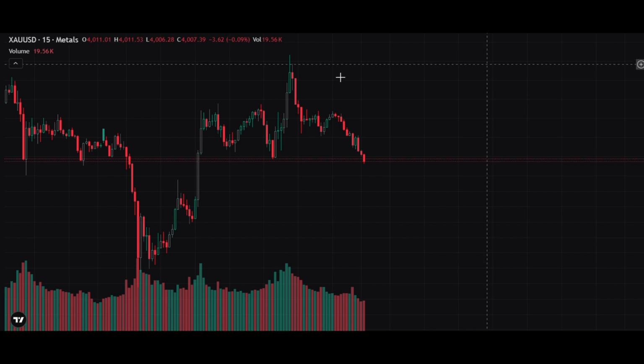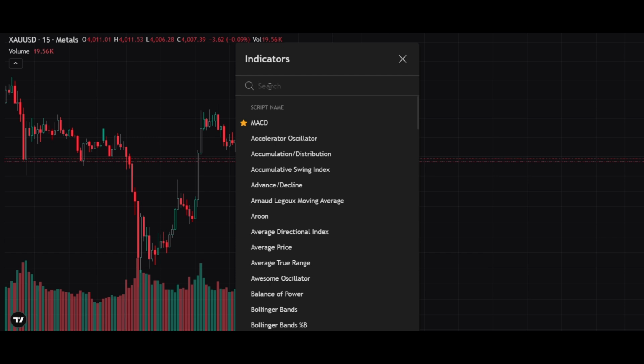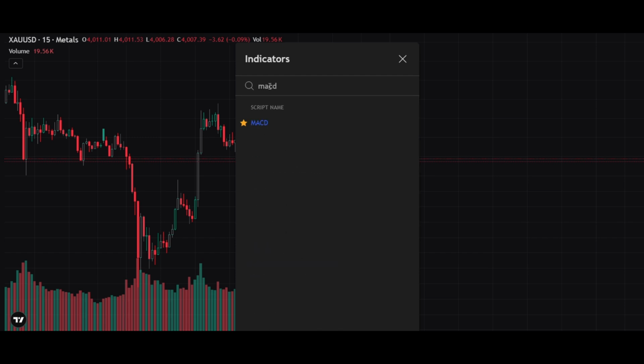Today, let's get into it. Let's break down the MACD in less than 5 minutes if possible. Let's see if we can do it. So you go to settings and you type in MACD. And especially if you're on Trade Locker, this will work perfectly for you.